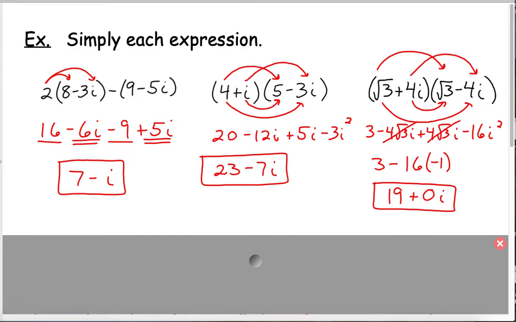Okay, at this point, I'm going to show you something which maybe I shouldn't, but we'll see what happens. On your calculator, you can actually do some of these operations with imaginary numbers. And if my calculator works, I will show that to you.